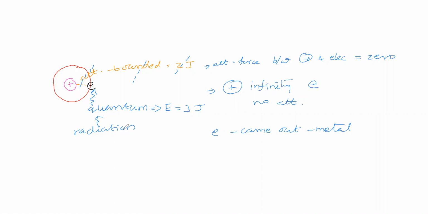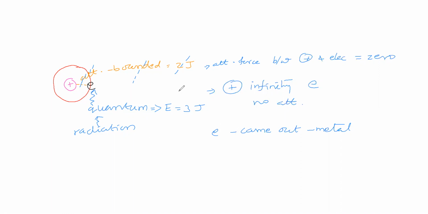Now see, here this metal is exposed to the radiation. On exposure to the radiation, the electron is absorbing the quantum. Due to absorption of the quantum, the electron came out from the metal atom. Now, what phenomenon took place here? This metal went for which process? What phenomenon took place in this case?